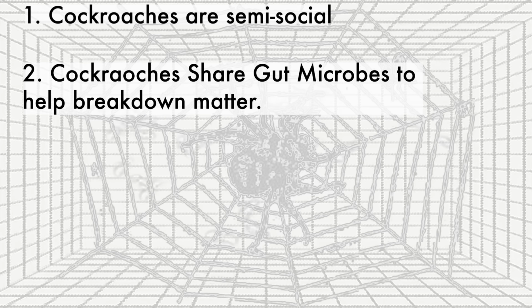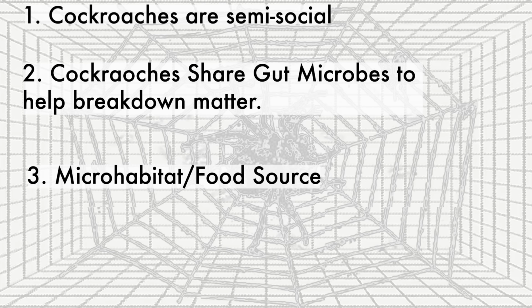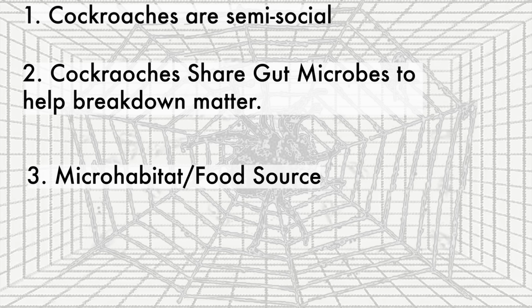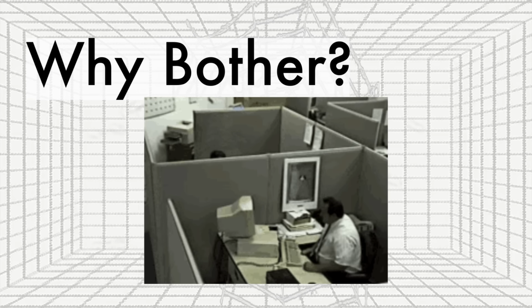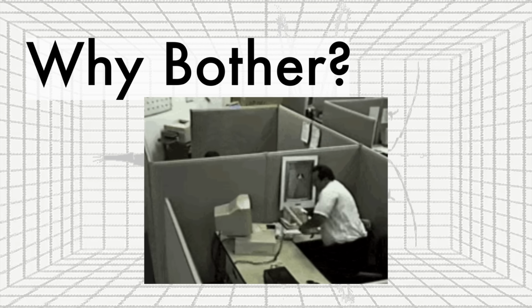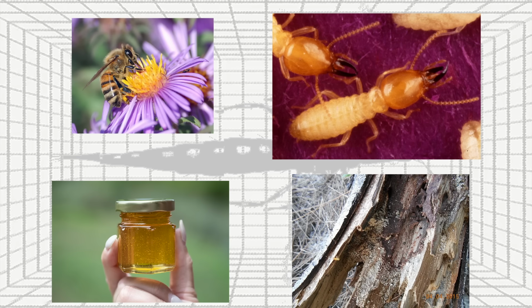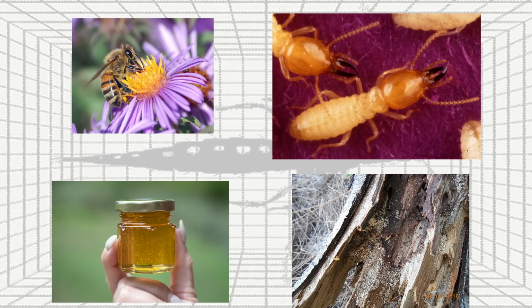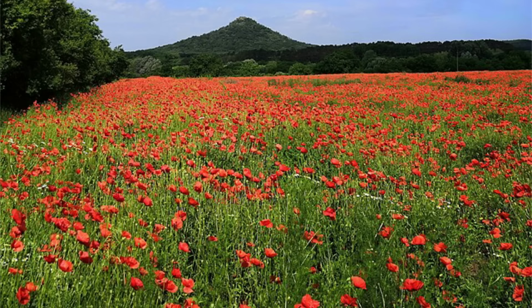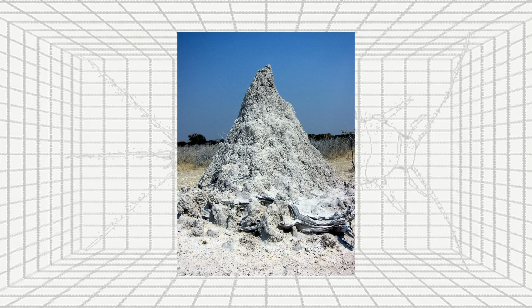The third and final key factor was likely their microhabitat and food source. A big question with regards to eusociality is, why bother? What is an animal getting out of the deal? Well, there's usually a prerequisite here as well. There's a habitat or food source that is better exploited by a colony rather than an individual, either because there's a copious amount of it or it requires a strong defense to protect and maintain.